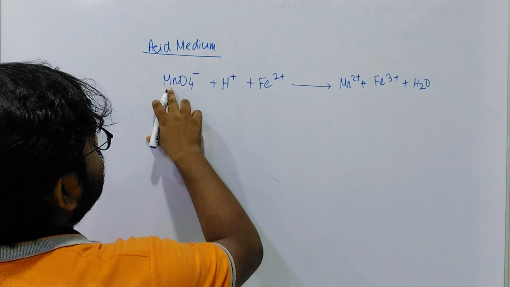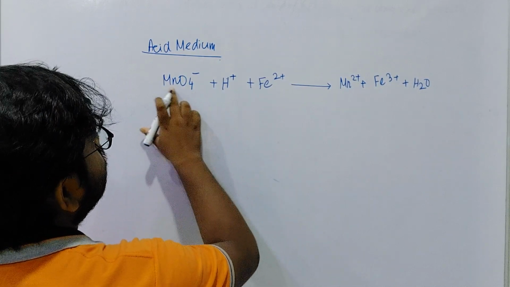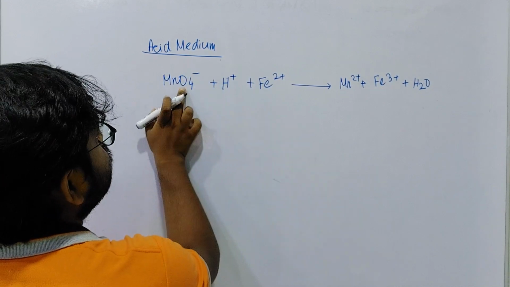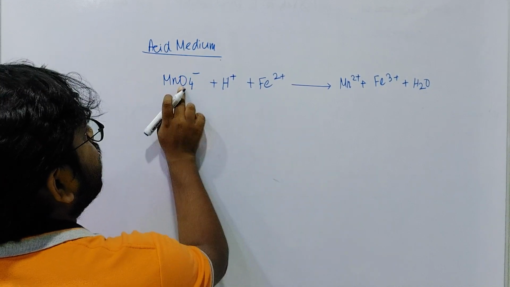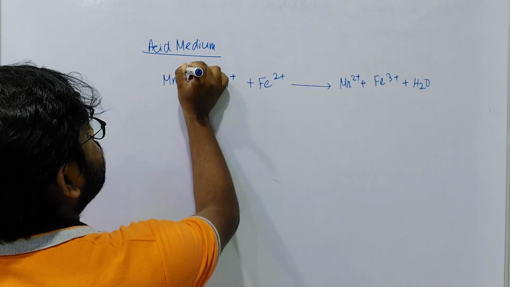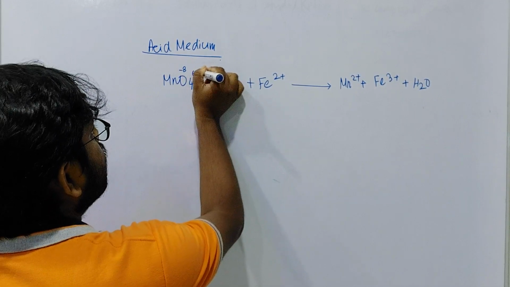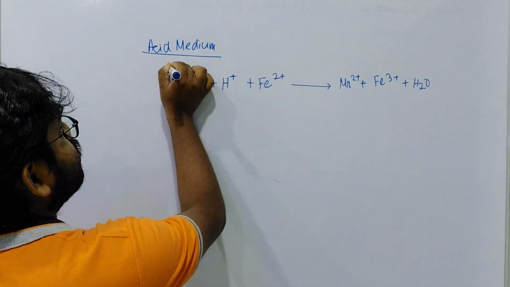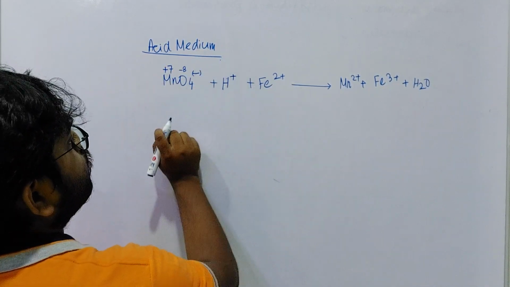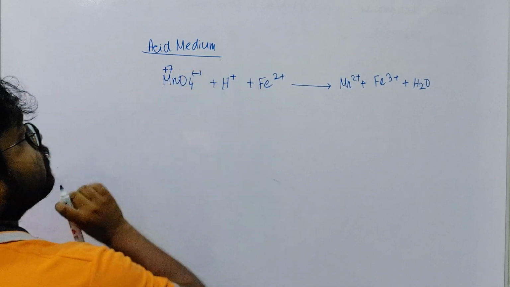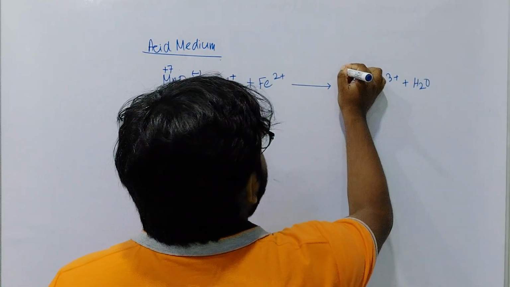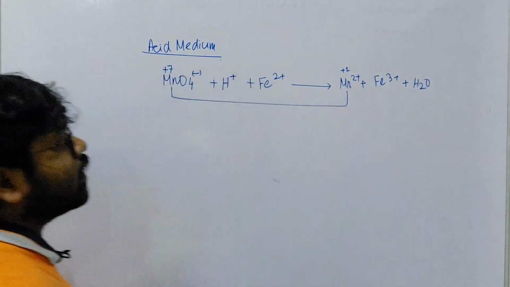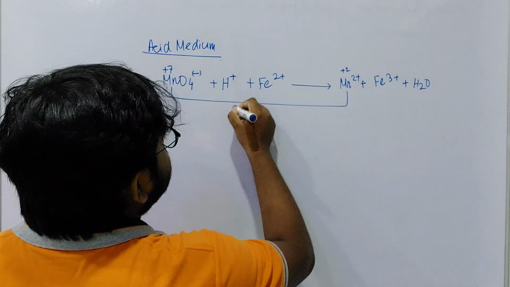If you try to find out the oxidation number of manganese in MnO4-, what is the oxidation number? 4 oxygen atoms at minus 2 each, so overall minus 8. But the overall charge of MnO4- is minus 1. So the manganese must possess +7 to have a -1 overall charge. So this manganese is +7, and on the other hand this manganese is +2. From +7 to +2, we all know that this is nothing but reduction.